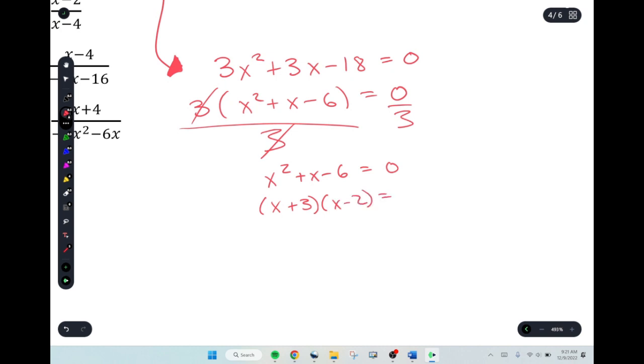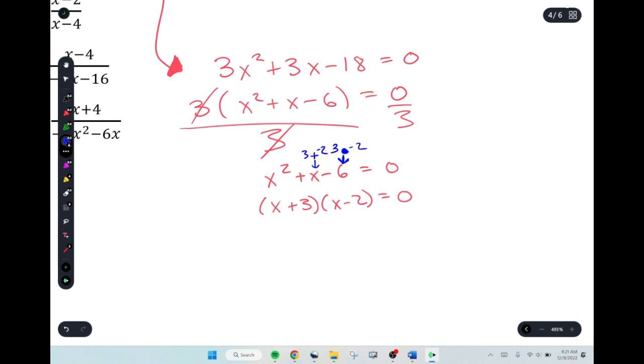How did you know that, for the other people paying attention that didn't? Well, because I know that three times negative two is negative six, and then three plus negative two is one. So times for this one, x, that's not a good thing. Times to get this thing, right? Yeah. And plus to get this thing? Yeah. Okay.